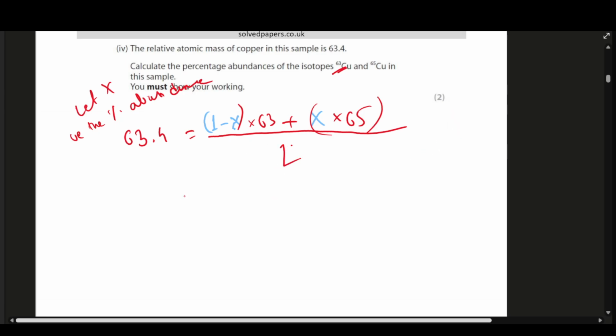Now you just solve for x and get the x value. Am I clear? And after you get the x value, you get the y value by 1 minus x. Did you get the point? x and y are your percentage abundances. Did you get it?